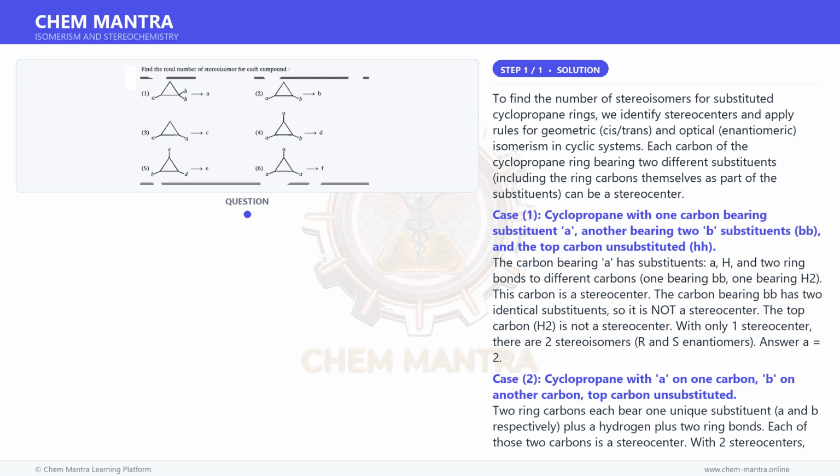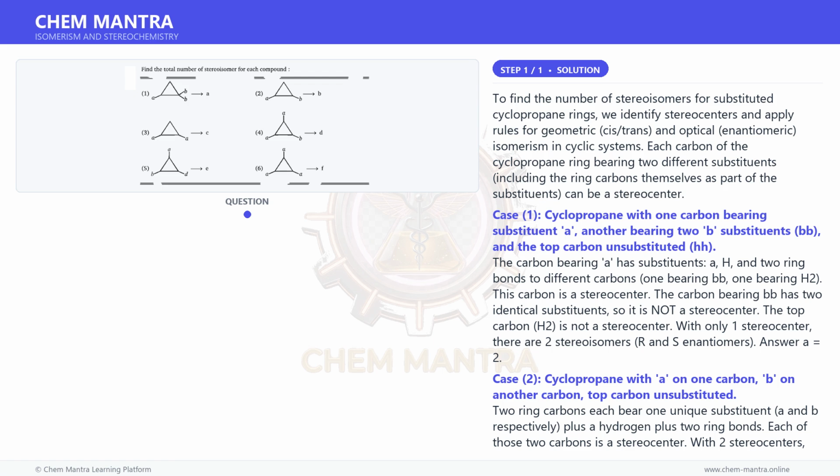Case 6: cyclopropane with A on top, A on bottom left, A on bottom right, all three the same substituent. All three ring carbons bear the same substituent A plus H. The molecule has high symmetry. The possible arrangements are all cis, all A on the same face, which is achiral due to C3v symmetry, and the alternate arrangement, one A up, two A down or equivalent, which due to the Cs symmetry of the ring is also achiral.